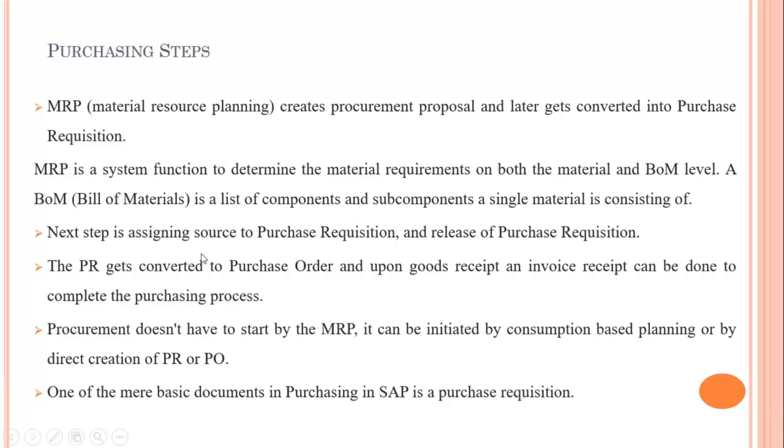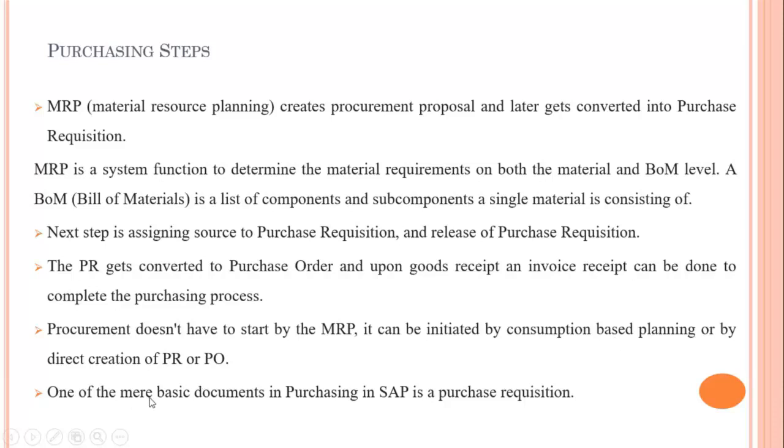The next step is to assign source to the purchase requisition and release the purchase requisition. After that, the PR gets converted to a purchase order, and upon goods receipt, an invoice receipt can be done to complete the purchasing process. Okay, so procurement doesn't have to start with MRP. It can be initiated by consumption based planning or by direct creation of a PR or PO.